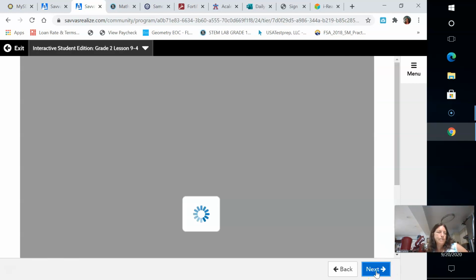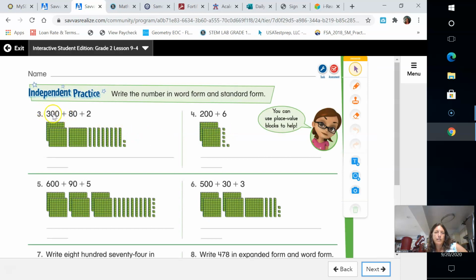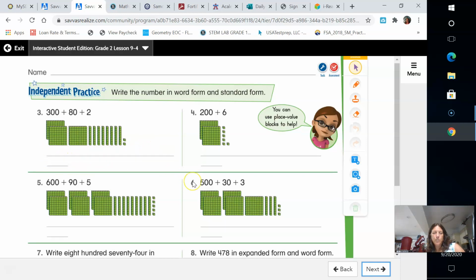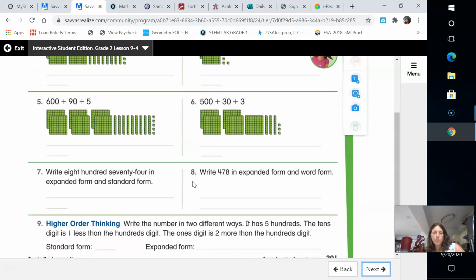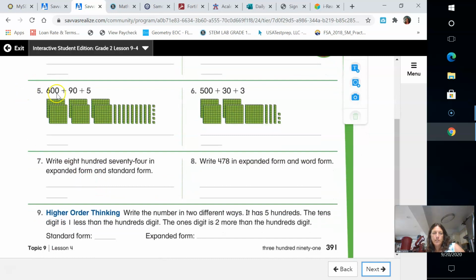Next page. You have some to try. They did the expanded form. Do you see that? You need to write the word form and the standard form. If you're not sure, go back a couple pages and look. Here they wrote the word form and they want you to write it in expanded form and standard form.